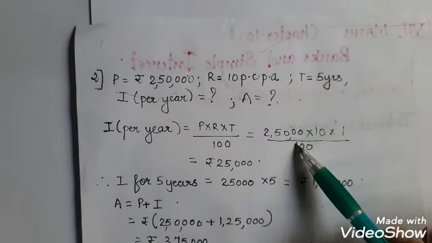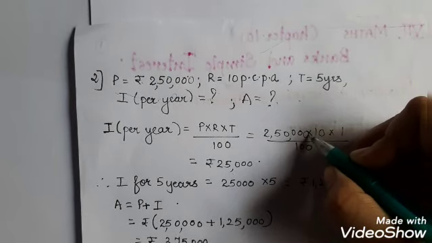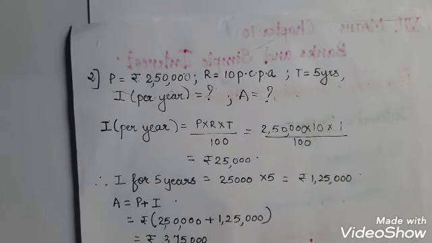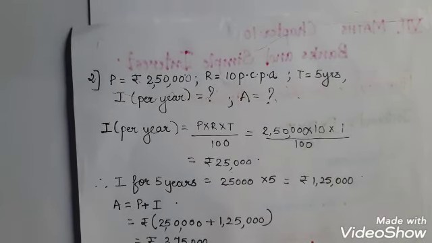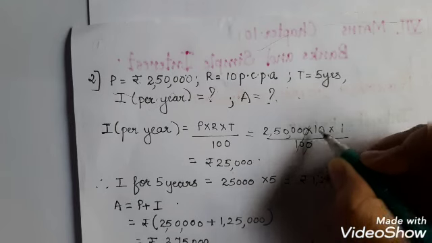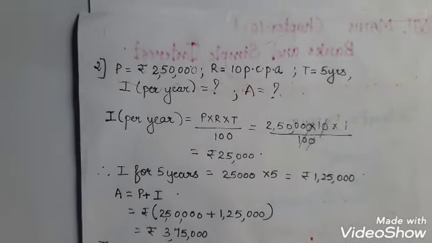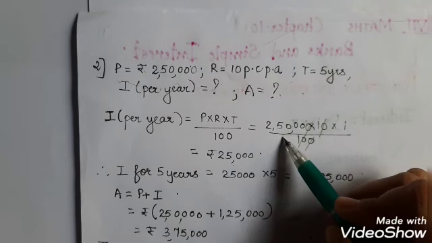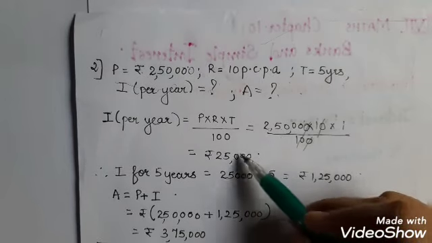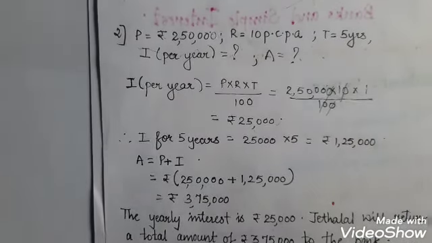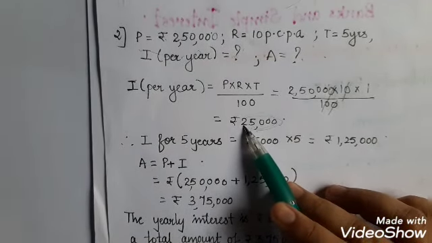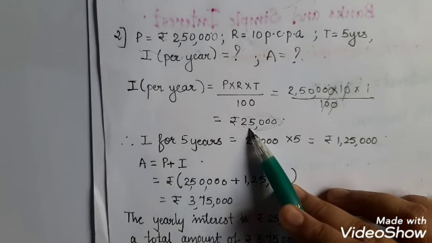That is 2,50,000 multiplied by 10 multiplied by 1. So 2,50,000 multiplied by 10 multiplied by 1, 0 and 0 get cancelled, this 0 and this 0 also get cancelled. So when you multiply 25,000 into 1, you get the answer as rupees 25,000 itself. So now what is this? This is interest for 1 year.